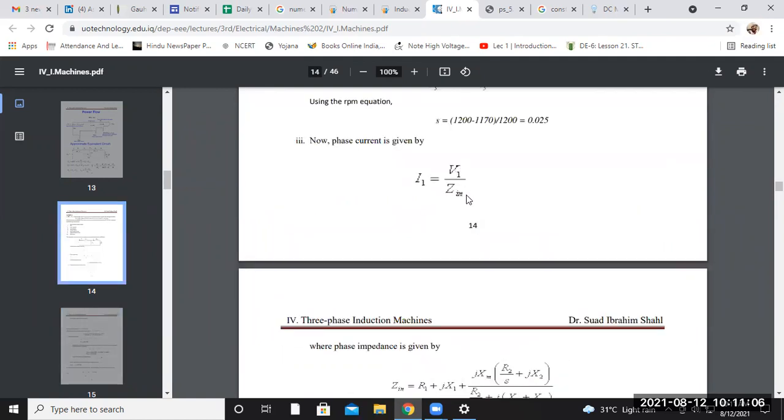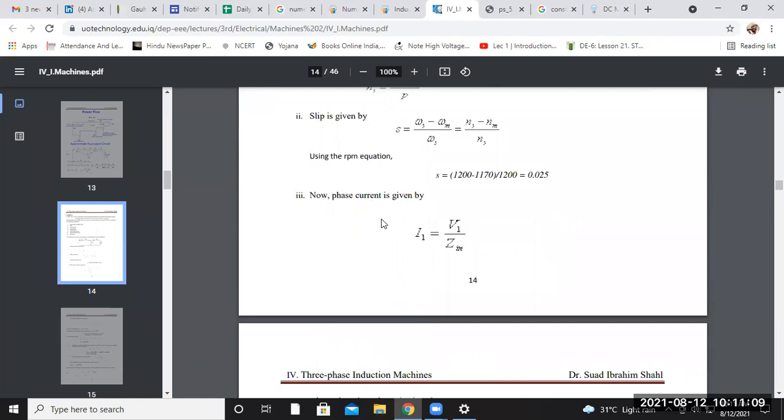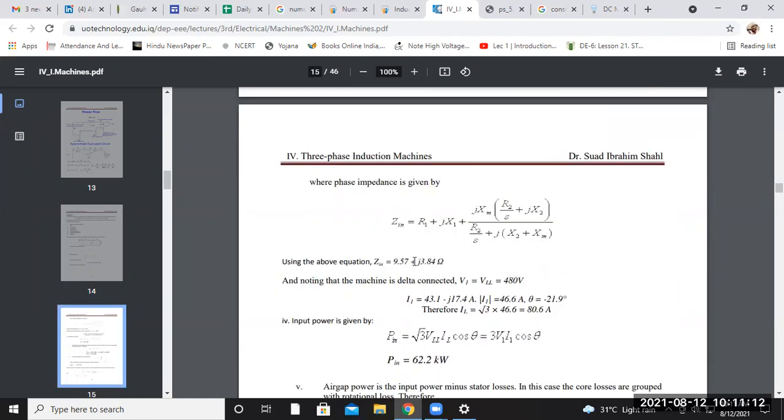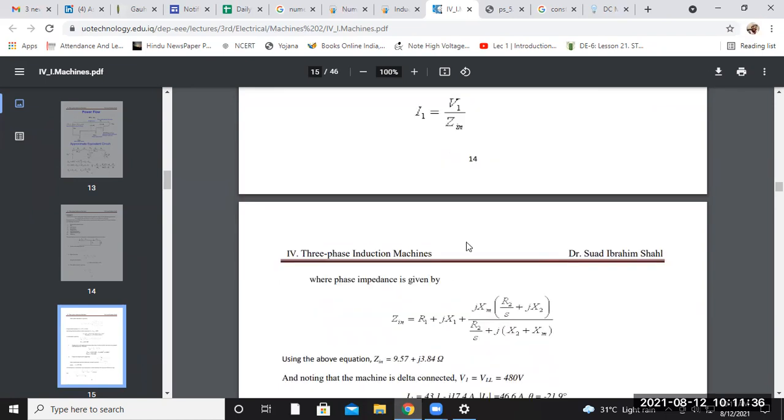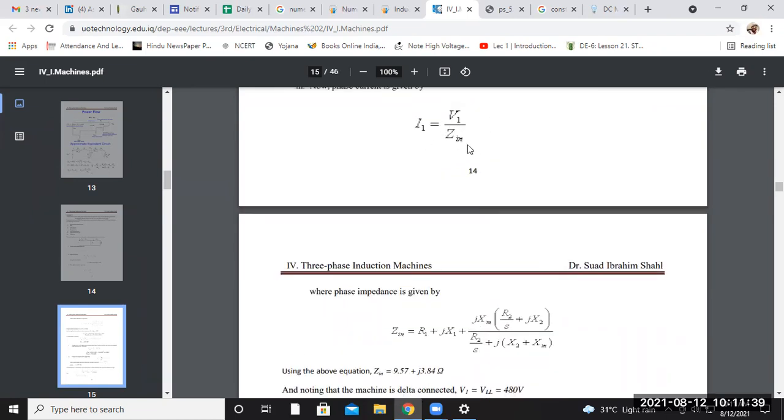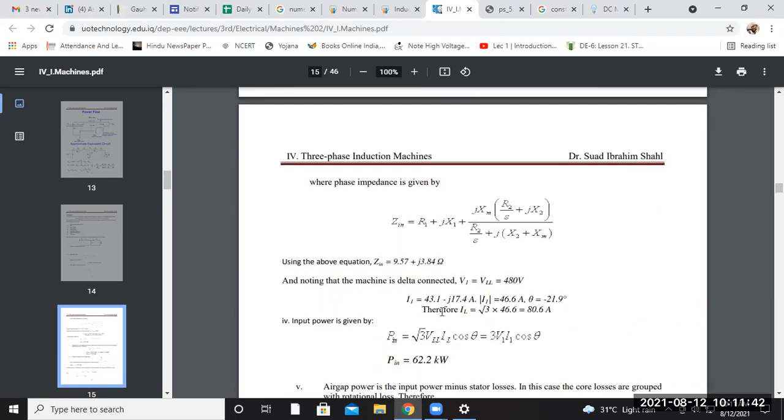You have the value of V1 as 480 volt. Then we have calculated ZIN as 9.57 plus j3.84. As the machine is connected in delta connection, the line voltage or the phase voltage is equal to 480 volt. So using that concept, you will get the phase current I1 as 43.1 minus j17.4. As you can see, the real and imaginary terms are in your denominator part, so just rationalize that. When you rationalize, you will get this value of I1.